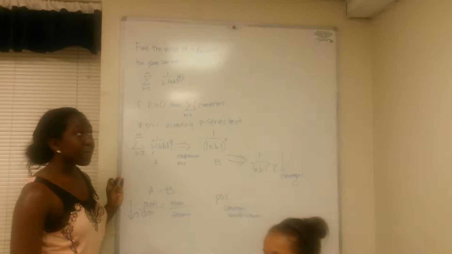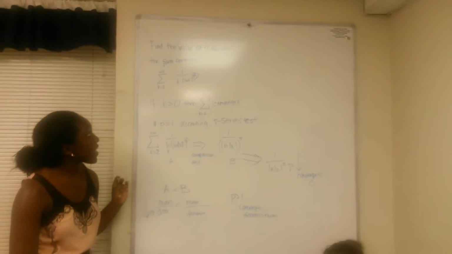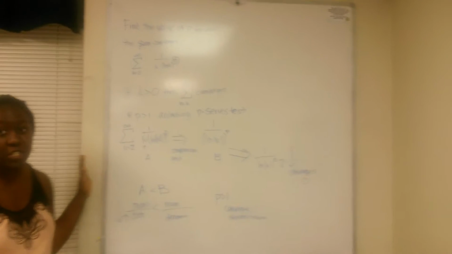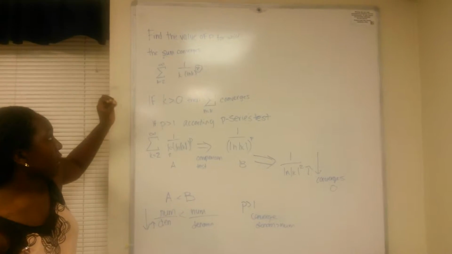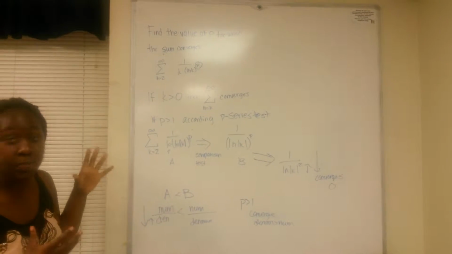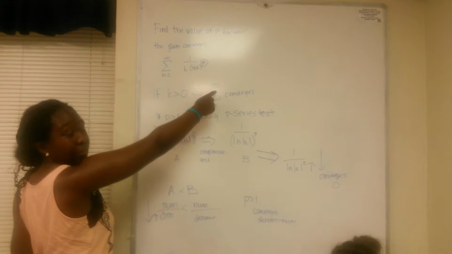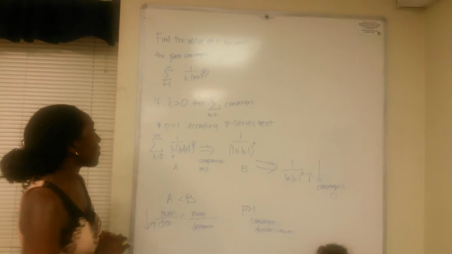I did the quiz 2 remake, and the problem involved finding the value of p for which the sum converges. As we look at the problem, we can see that this would be considered a p-series test because of the identifier of the p in the exponent.